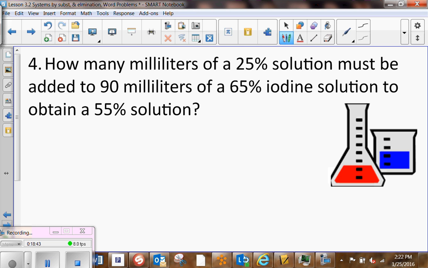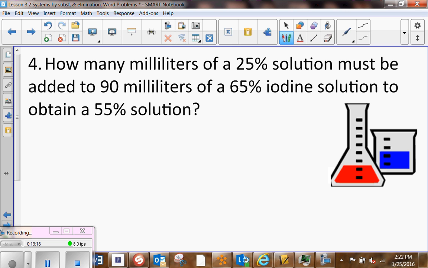Now, this was tough. These last 2 are the tougher ones. So please don't be working on the others and totally not catch this. You'll see a lot of these in your future. These kinds of problems are called mixture problems. Again, people love to put these on any kind of an algebra assessment you're taking because it's very practical. So we want how many milliliters of a 25% solution must be added to 9 milliliters of a 65% iodine solution to obtain a 55% solution.